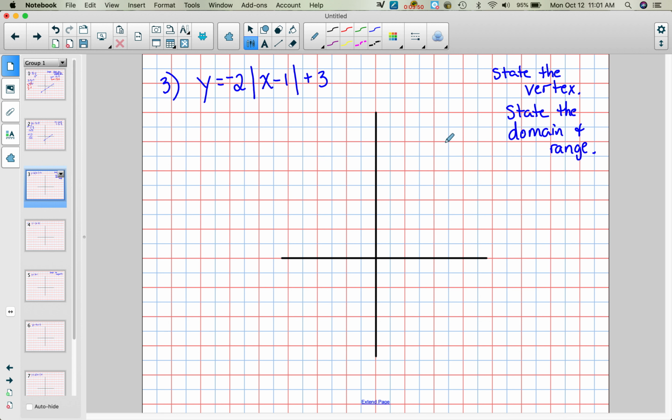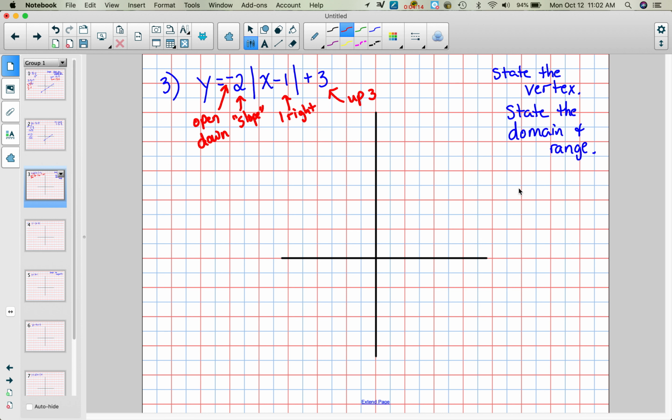All right, so here we are graphing an absolute value equation. So what do you have to remember? The negative makes it open down. The 2 is going to act kind of like the slope. It's going to be steeper. This moves it 1 to the right, opposite the direction of the sign, and this moves it up 3.